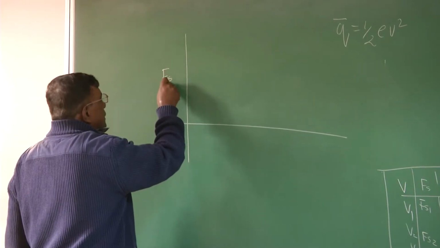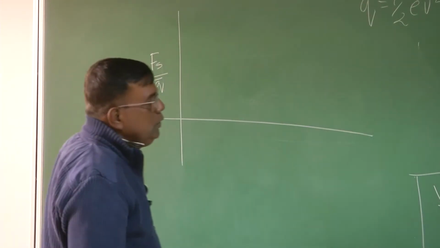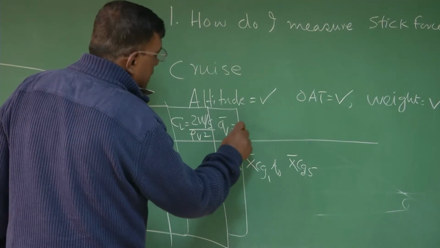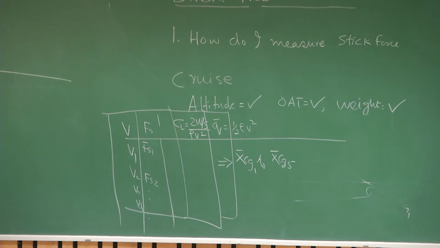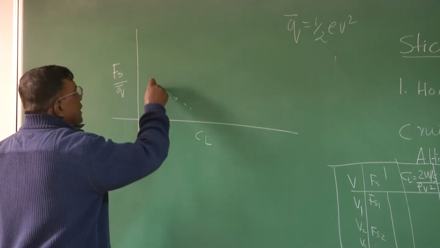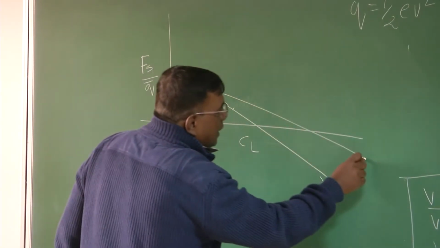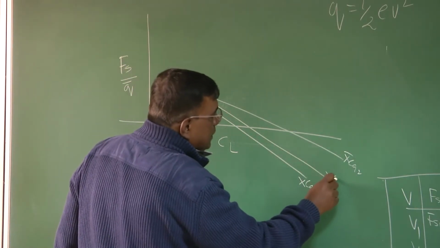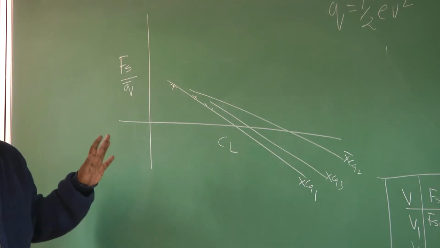Fs. You can always plot Fs by Q bar. So you can put another column here, and you can calculate the value of Q bar equal to half rho V square. So this information is available to you. Then you plot Fs by Q versus CL. Let's say for different speeds, they look like this. This is for XCG1. Similarly, there could be another for XCG2. Similarly, for another XCG3. Like that, you can have n number of points. Right? Up to this point is clear?